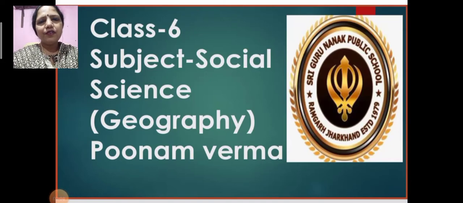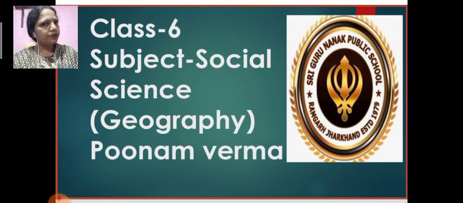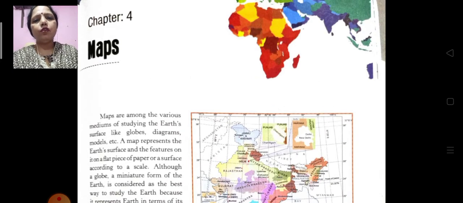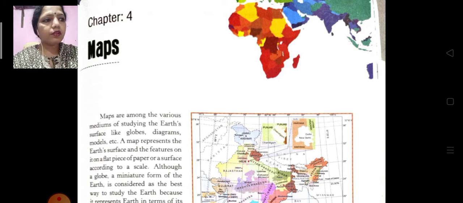So now we are going to learn about maps. This is chapter number 4 of geography class 6. So now open your book, chapter number 4 of geography. In this chapter we will know about the different types of map, the components of map, what is map, and classification based on scale and types of map, scale along with symbols and directions, and sketches and plane maps.